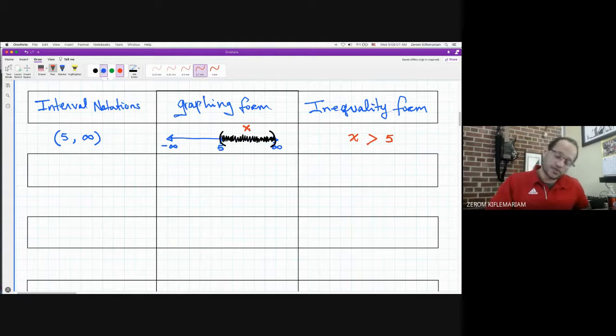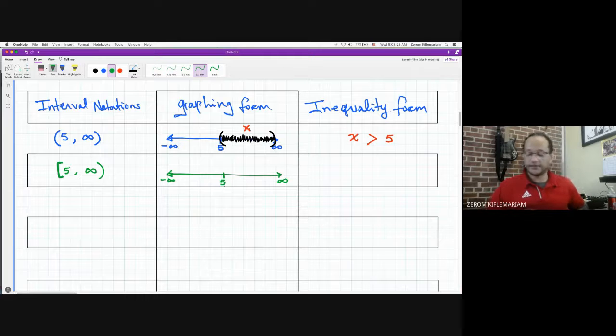The same type of question, but changed a little bit. Instead of parentheses, 5 comma infinity, this time we have a bracket. Again, I don't care about other numbers. The only number I'm interested in is the number 5. On the left, I'll put negative infinity. On the right, I'm going to put positive infinity. So what is shaded? This portion is shaded. So infinity is always a parenthesis, but 5 is a bracket.